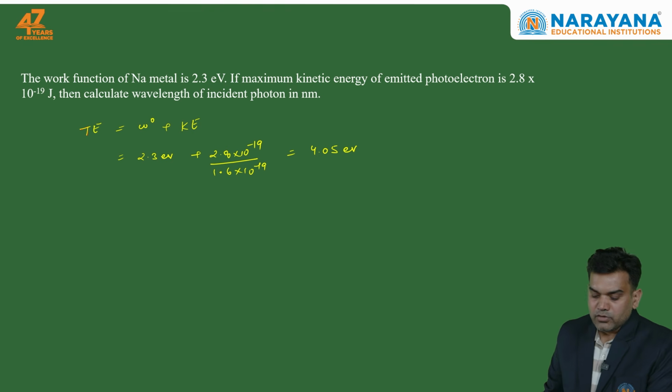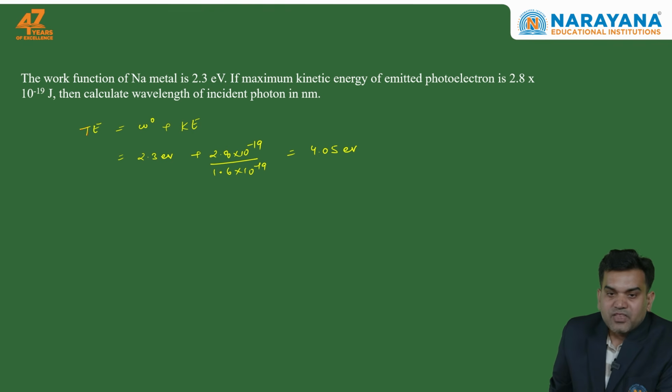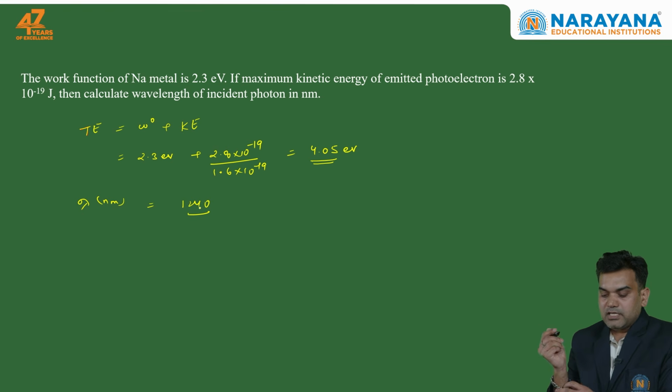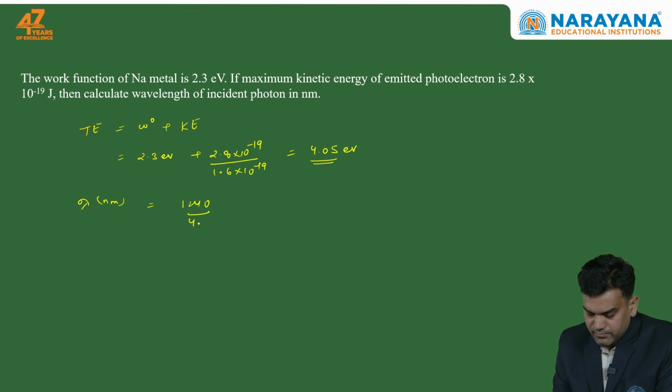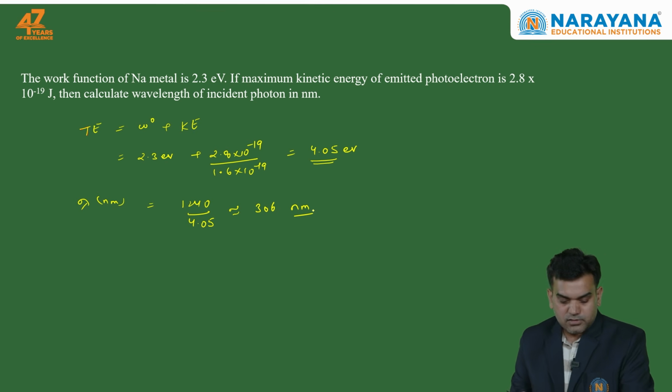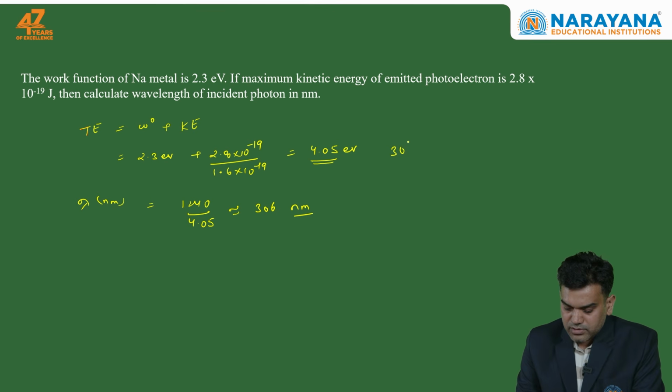One more relation we know: if we have to find out the wavelength of the incident photon and they have given energy in terms of electron volt, then wavelength in nanometer is equal to 1240 divided by this total energy, that is 4.05 electron volt. So this will approximately come around 306 nanometer. So the answer for this question should be 306.